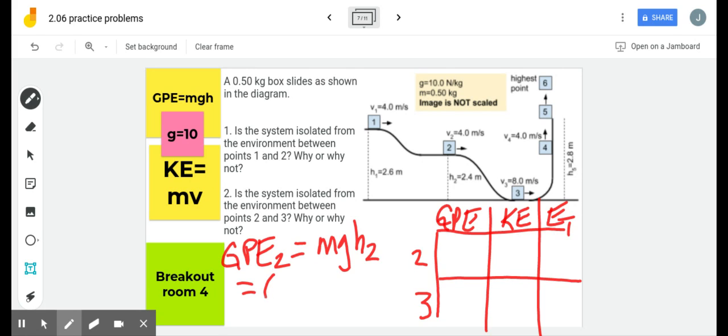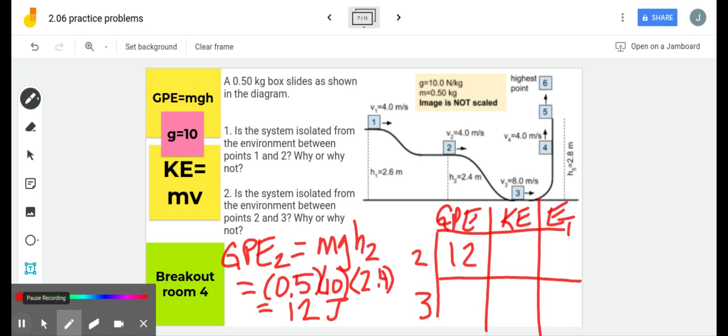So I'm going to say, let's see, points 2 and 3. We're going to calculate the energy: GPE, KE, and E total. Great. All right, so the GPE at point 2 is equal to mgh2, which is equal to the mass of 0.5 times g of 10 times 2.4. Okay, half of 2.4 is 1.2, times 10 is 12. 12 joules. So I'll put that in here.